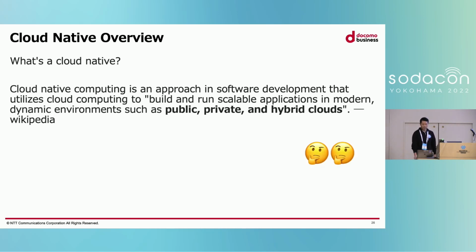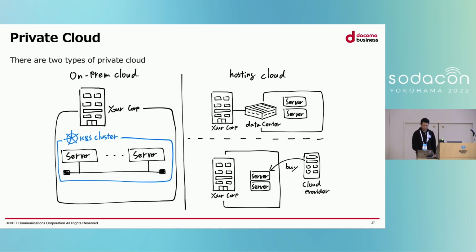So, what exactly are public, private, and hybrid cloud? On-premise cloud is the same as traditional on-premise, when you operate your equipment as shown in the figure on the left. The difference is that it is modern and more scalable with a container infrastructure like Kubernetes. Of course, I'm sure there are some exceptions.